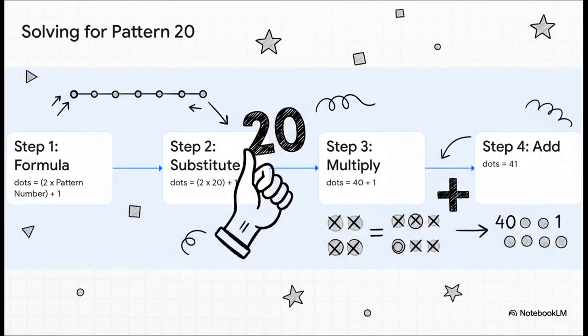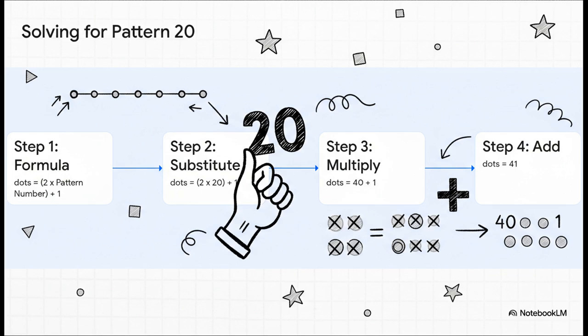All right, let's do this. Let's solve it together step by step. Step 1. We write down our formula. Dots equals 2 times the pattern number plus 1. Step 2. We substitute. We're looking for pattern 20, so we swap pattern number with the number 20. Now our formula looks like this. Dots equals 2 times 20 plus 1.